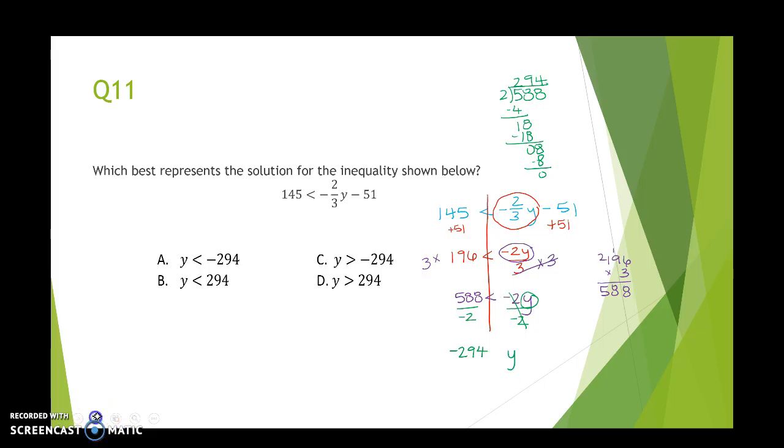Now, one thing to remember is if this number here is negative, that means that we are going to divide by a negative number. We always have to do what? Flip the sign, or the inequality.